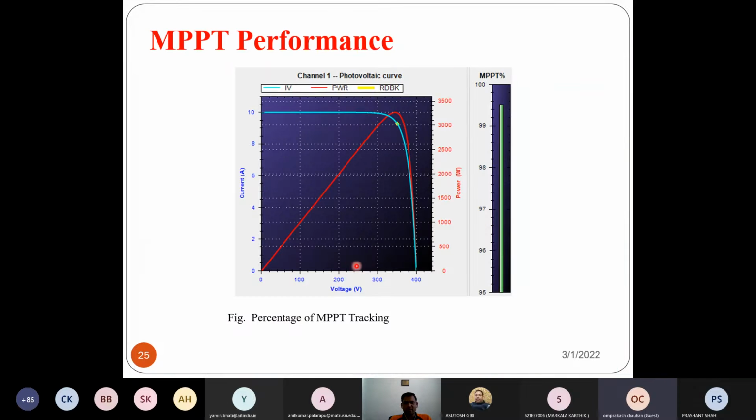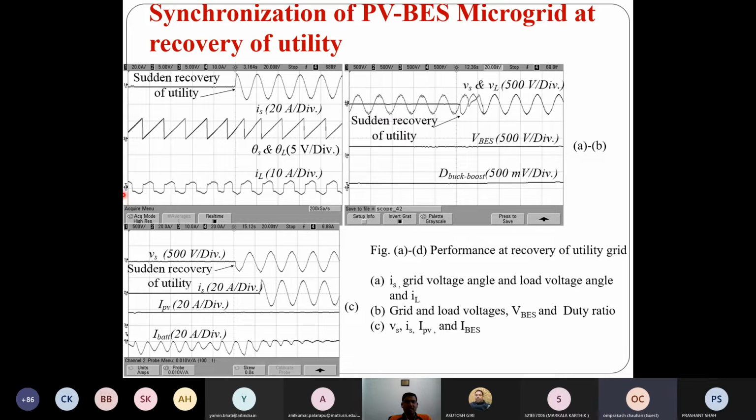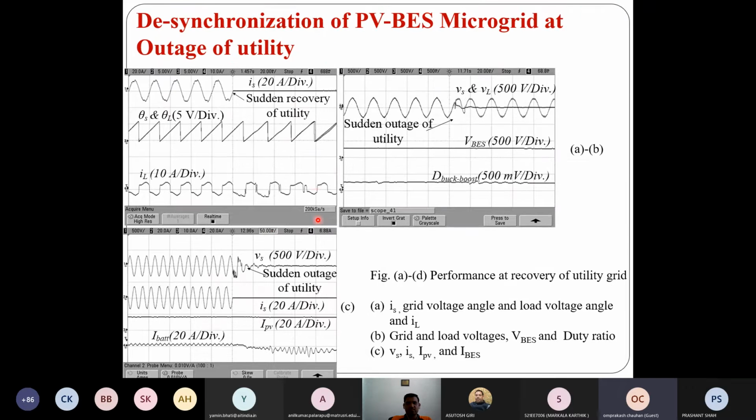And this is the MPPT performance. Here we can observe that the MPPT is near 100%, and it is achieving the 100% power at MPP. And this is the synchronization of the PV battery based microgrid at recovery of utility. When the grid voltage recovers, both the grid voltage and load voltage are synchronized. Immediately after one cycle, we got this grid current, which is out of phase with the grid voltage, and the battery is in floating mode.